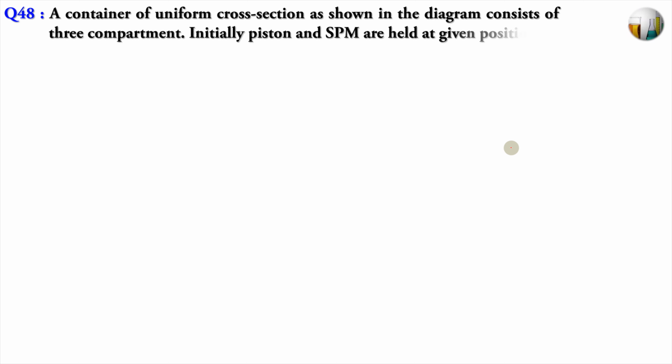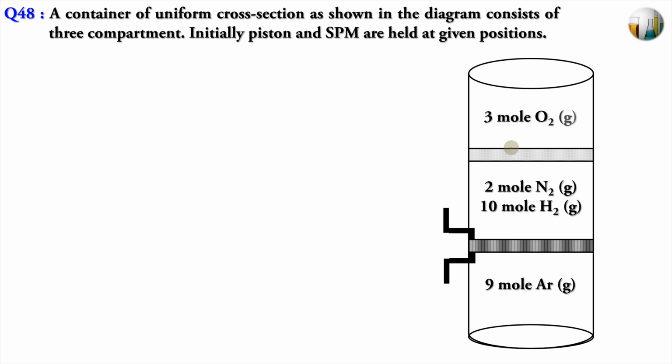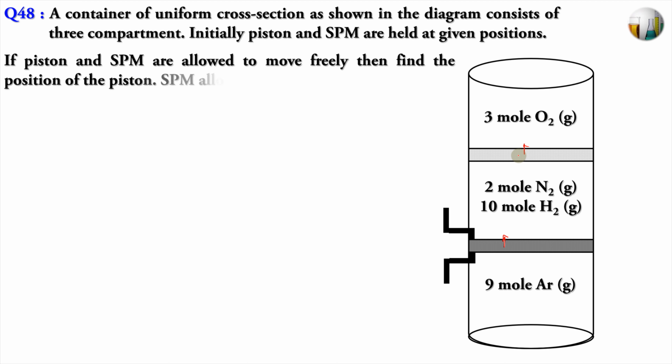A container of uniform cross section as shown in the diagram consists of 3 compartments. Initially piston and SPM are held at a given position. So this is going to be a little complicated, because you got one piston and one SPM, and of course both will be movable eventually. If piston and SPM are allowed to move freely, then find the position of the piston. SPM allows only H2 to diffuse.